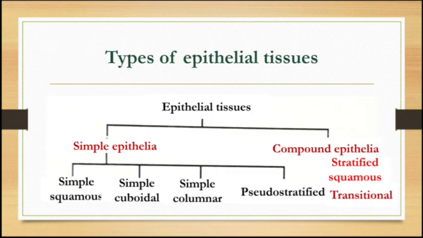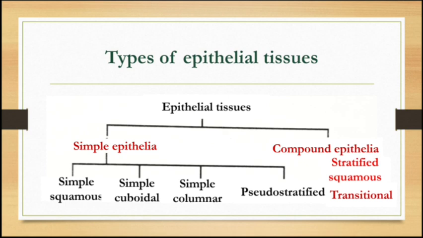Then we'll consider the types of epithelial tissues. There are two main types: simple epithelium and compound epithelium. Then what are the types of simple epithelium? The plural word is epithelia. The singular word is epithelium. So, what are the simple epithelia? Simple squamous, simple cuboidal, simple columnar, and pseudostratified. These are the simple epithelia.